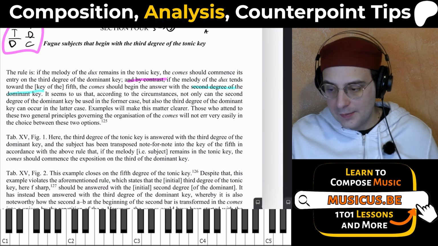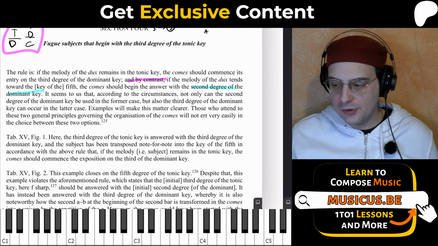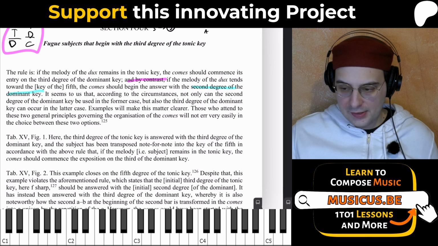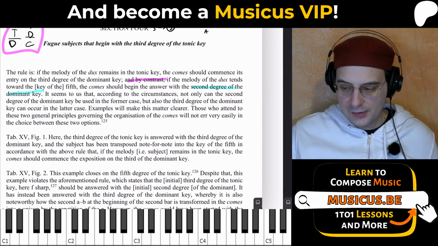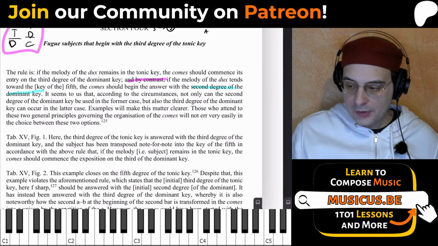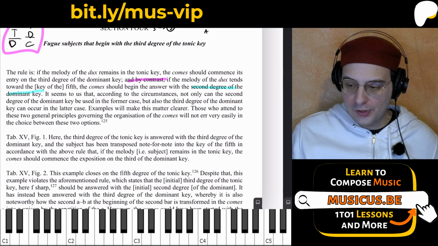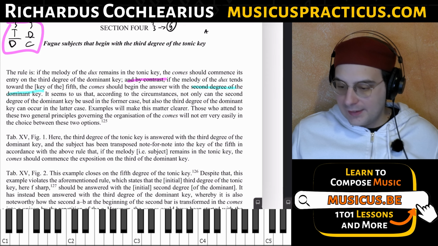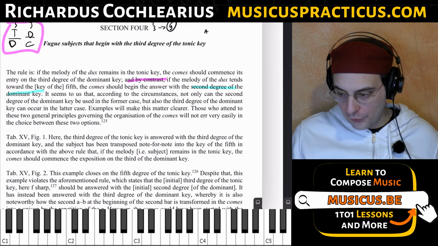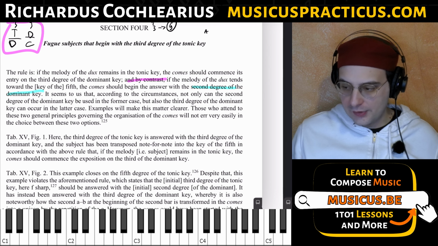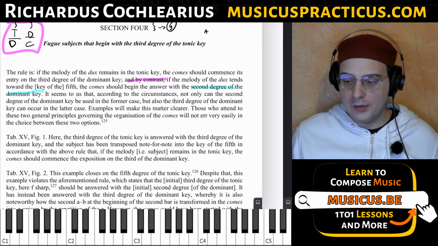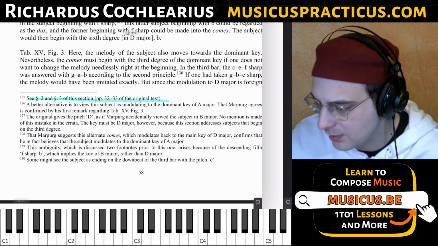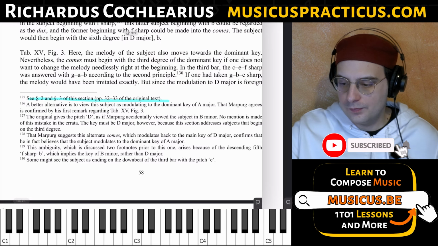It seems to us that, according to the circumstances, not only can the second degree of the dominant key be used in the former case, but also the third degree of the dominant key can occur in the latter case. Examples will make this matter clearer. Those who attend to this general principle governing the organization of the comes will not err very easily in the choice between the two options.